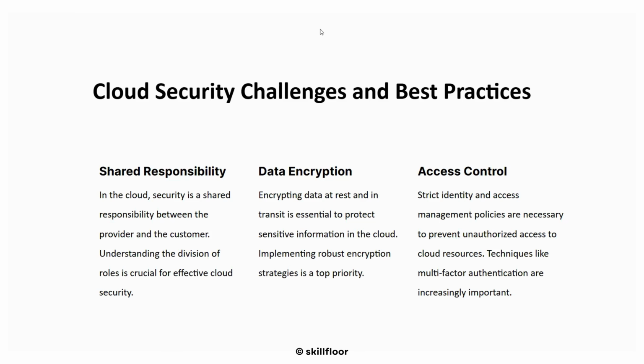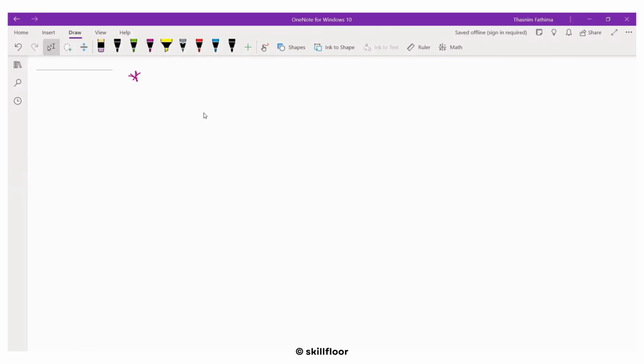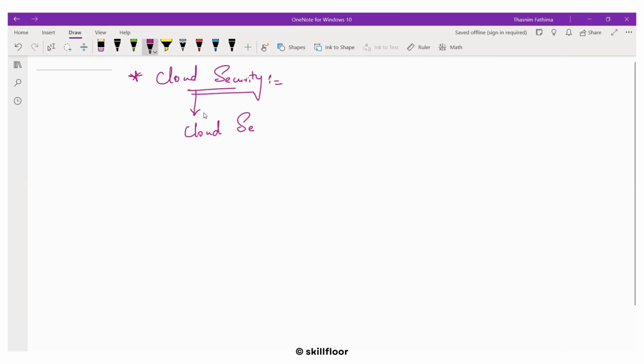Let me help you with my notes and explain here. First, let us try to understand what is cloud security. Cloud security is a collection of best security practices that are mainly designed to protect the cloud-based infrastructure, data, and applications. Let me help you with the definition.